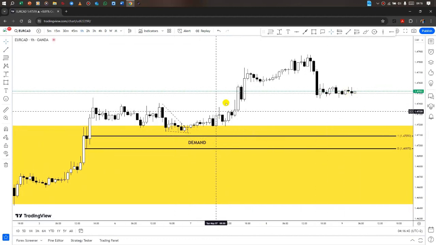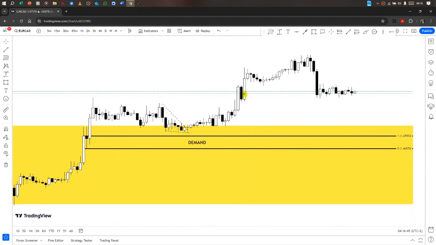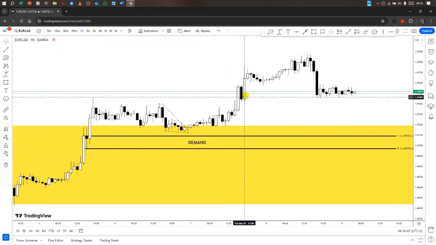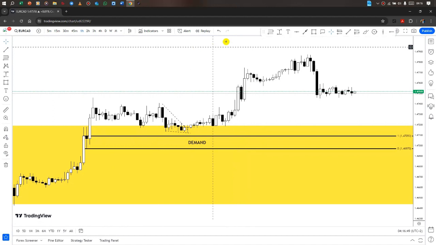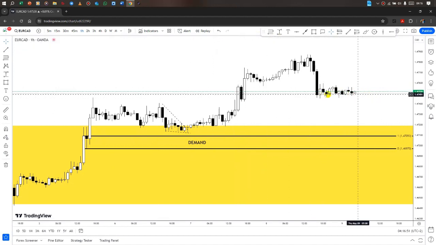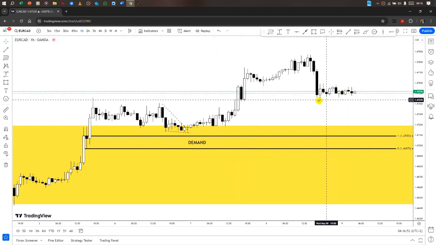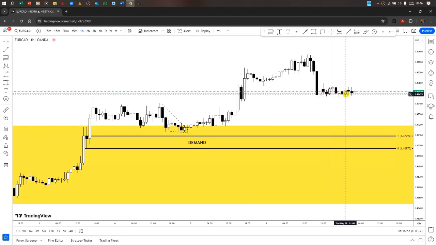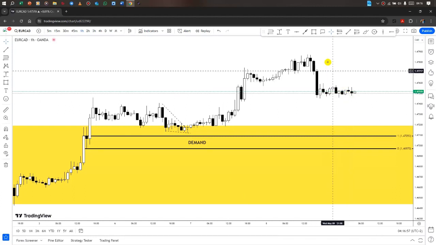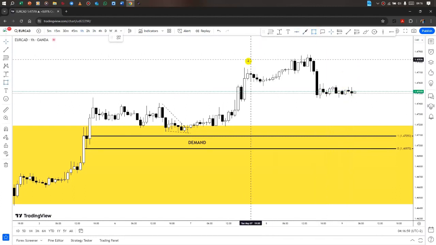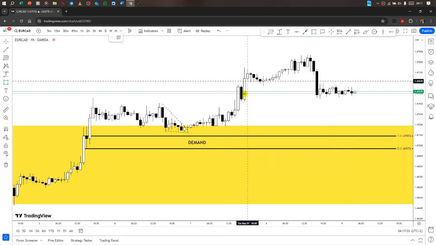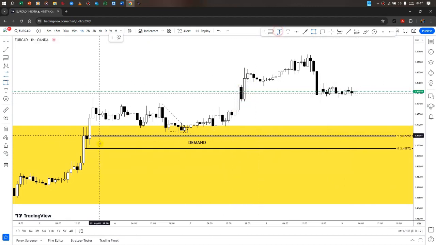I don't think the price will hold on to this demand zone here, this rally-based rally demand zone. As you can see, the price has already spent too much time here, and you can see that there are multiple reactions, so the price is not likely to hold here. It's not fresh. So let us check the risk size here.